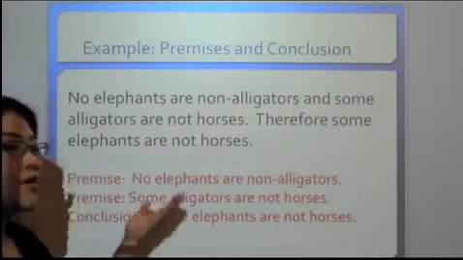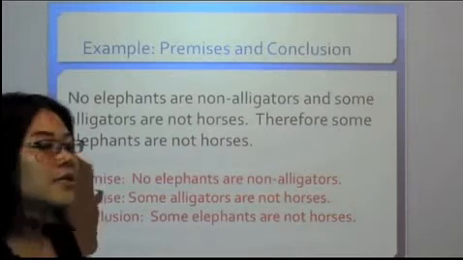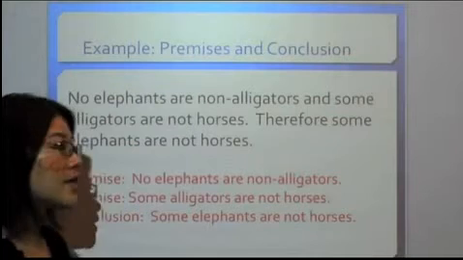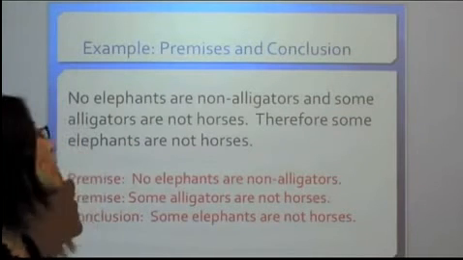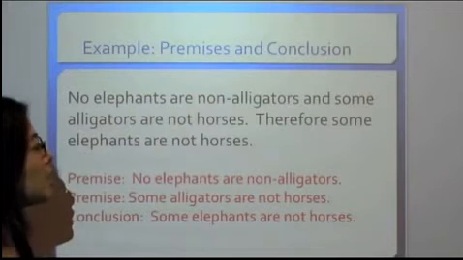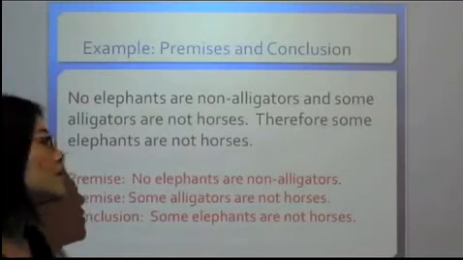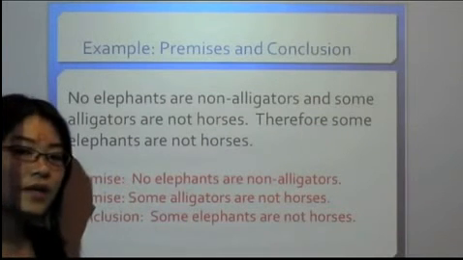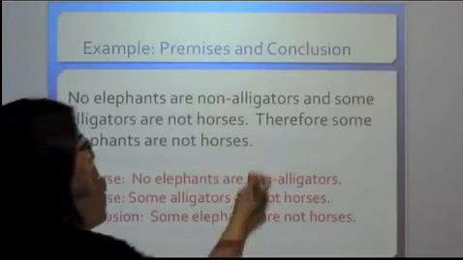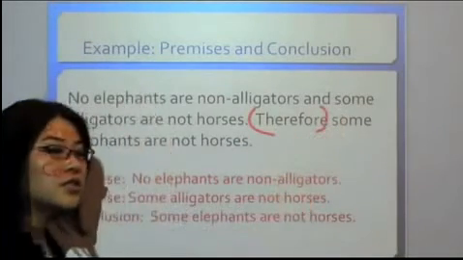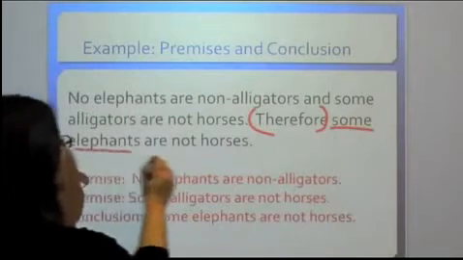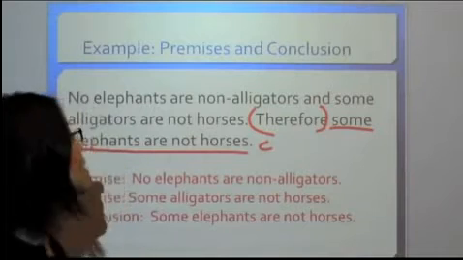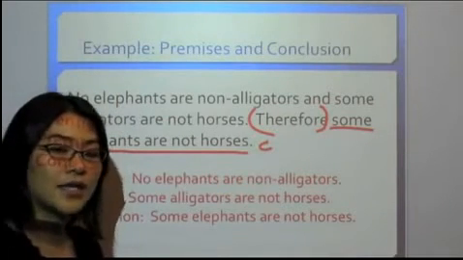Okay? So here's another argument that we can actually translate into a standard form categorical syllogism. Okay? And this one's a little bit more complicated, but the same procedures apply. Okay? So you have no elephants are non-alligators, and some alligators are not horses. Therefore, some elephants are not horses. Now in this argument as well, we have a conclusion indicator that will help us identify the conclusion. So therefore is a conclusion indicator, and that tells us that some elephants are not horses is the conclusion, okay? This helps us by elimination identify the only remaining statements left as the premises.